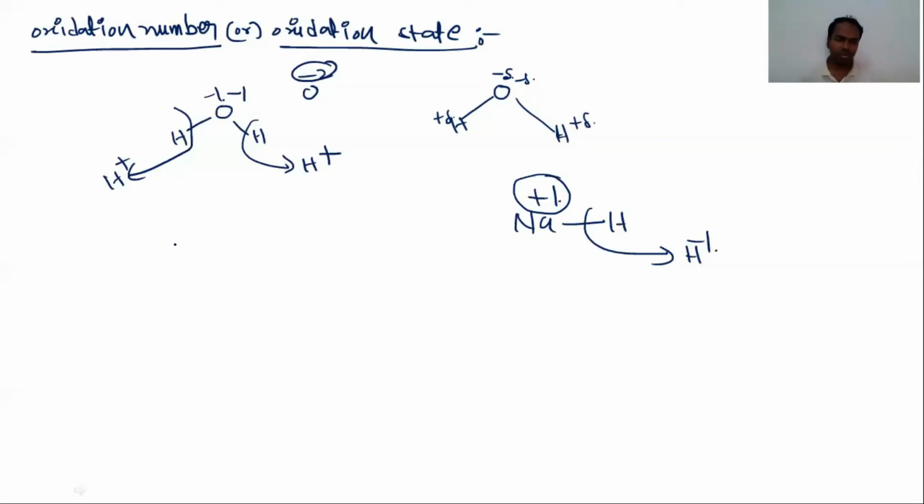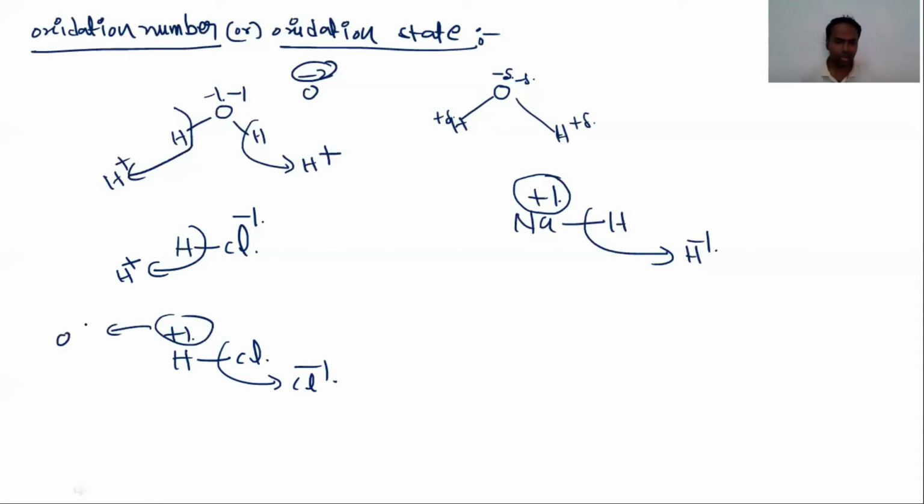Take one more example to get more clarity. HCl. Between these two, Cl has the negative charge and H has the positive charge. If you want the chlorine oxidation state, then remove the H as H+. Then Cl is -1. So this -1 is the oxidation number or oxidation state. Now, if you want to find the oxidation state of hydrogen, then remove the Cl as Cl-. Then H is +1. That is its oxidation state. OS means oxidation state or oxidation number.